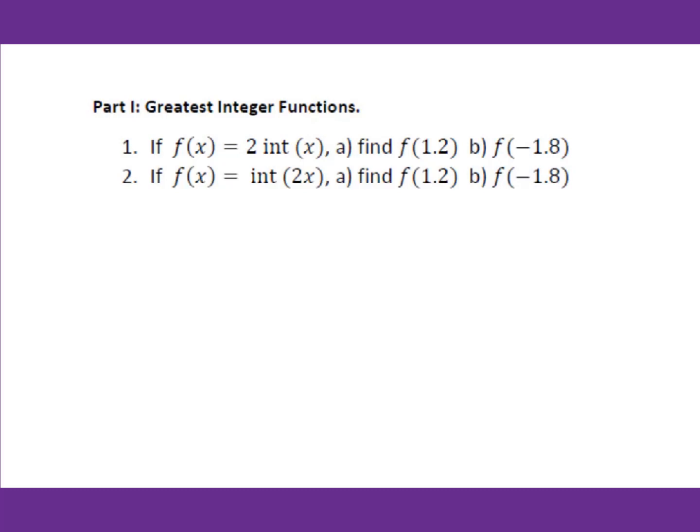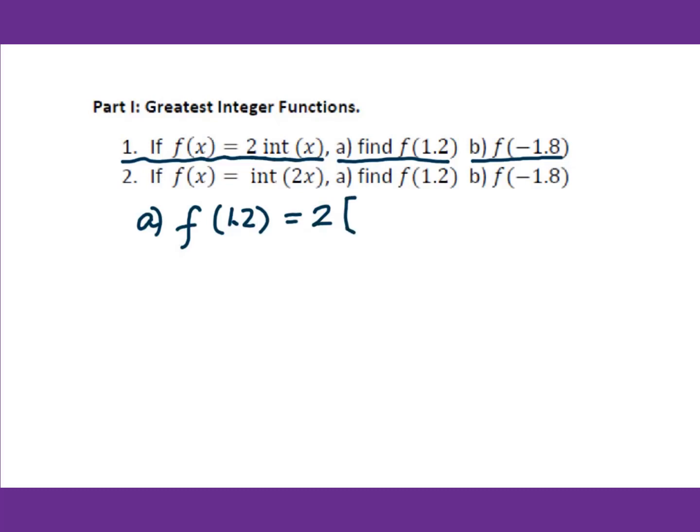Now let's look at some examples. For number 1, if f of x equals 2 times the greatest integer of x, for A, find f of 1.2, and for B, find f of negative 1.8. So for A, f of 1.2 equals 2 times the greatest integer of 1.2. The greatest integer of 1.2 is 1. Then 2 times 1 equals 2. That is for number 1A.